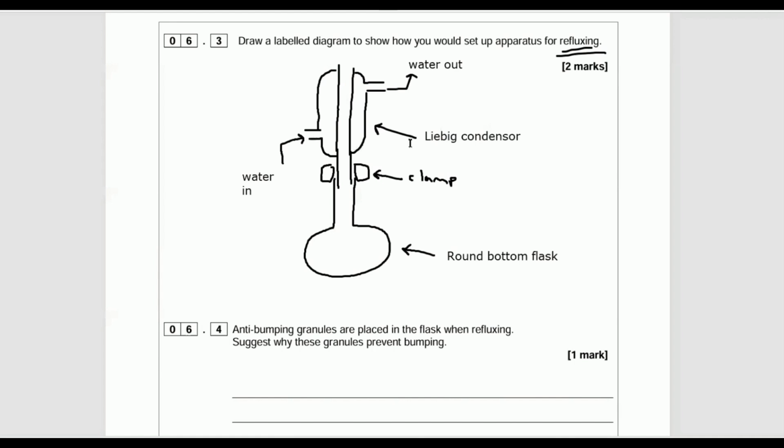Anywho, that's my diagram for the Liebig condenser. And I believe they're going to give you the marks for the condenser drawn correctly like that, not crossing over from the tube, top unsealed, and a round bottom flask like that. You probably don't need the clamp. You might not even need the water in, water out in the correct way. Yeah. Anywho, let's move on.